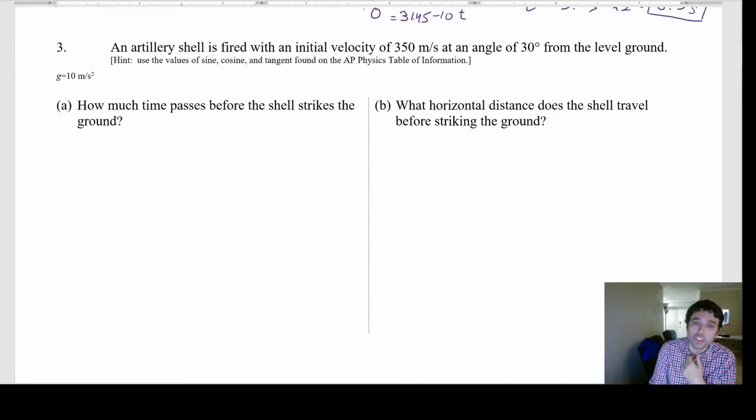All right, this time we got an artillery shell. It's fired. Again, it gives us the initial velocity of 350. So if I do it in here, can you all see this okay? 350 is a total speed, right? At an angle of 30 degrees. So we got to find components first. That's always the first step. This angle here is 30 degrees. We got a vertical component.